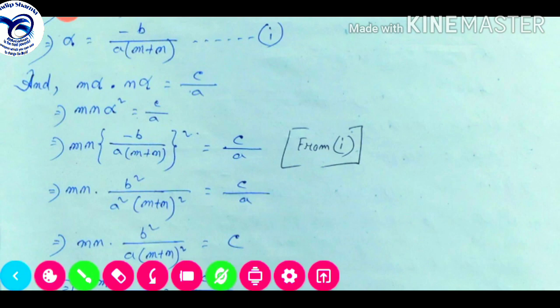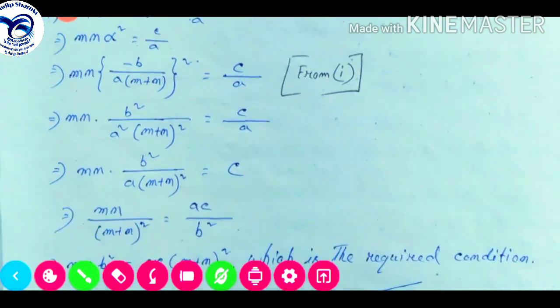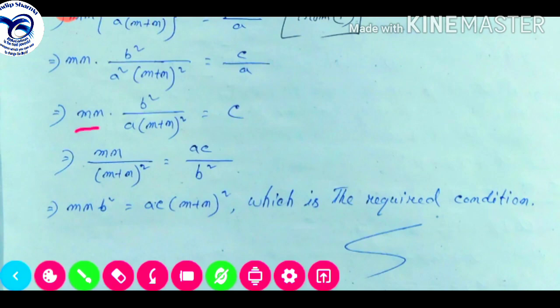So see, it will be mn into b square divided by a into mn whole square is equal to c, because this a and here one a will be cancelled. Now amn will be on the same side and abc will be on the same side, we will separate this one. So here amn, this mn divided by am plus n whole square, and this a will go with c, so it will be ac, and b square will come down, so it will be b square. Now we will do cross multiplication. So amn into b square, so amn b square is equal to ac into amn whole square, which is the required condition.